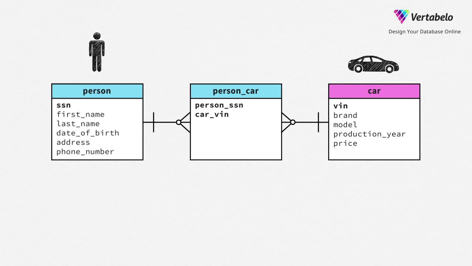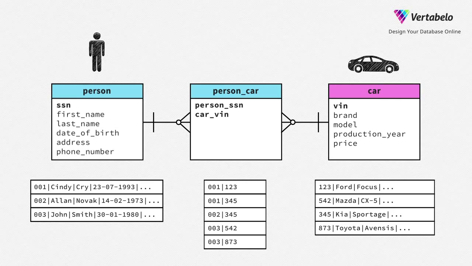At the very least, it must contain foreign key columns. Rows in this table contain data which link both the person and car tables. For example, a person with SSN001 owns two cars, the VIN123 and 345. A person with SSN002 owns only one car, 345. A car with VIN123 is owned by one person, 001. A car with VIN345 is owned by two people, 001 and 002. As you can see, we now have a many-to-many relationship.